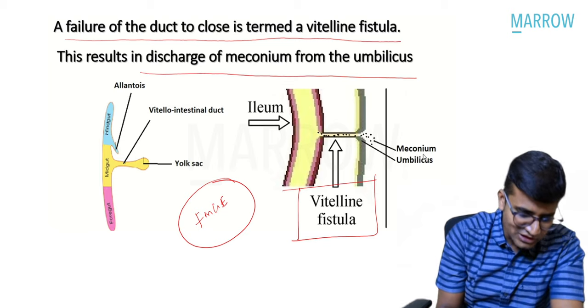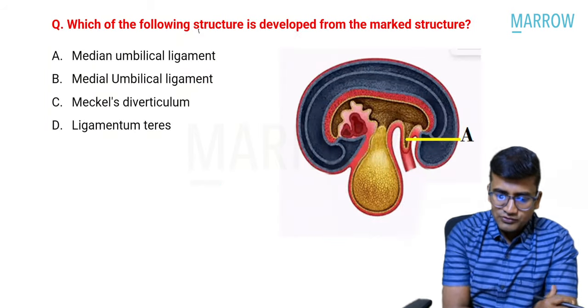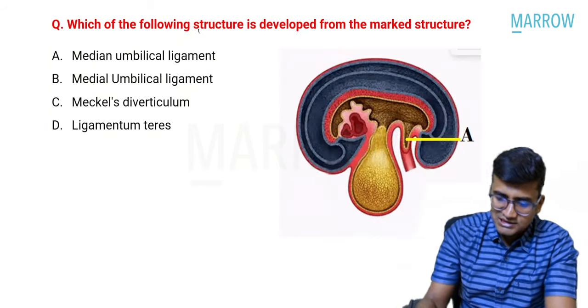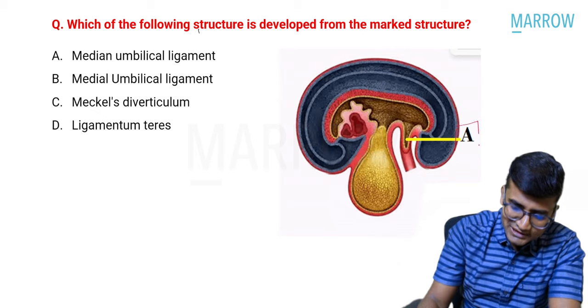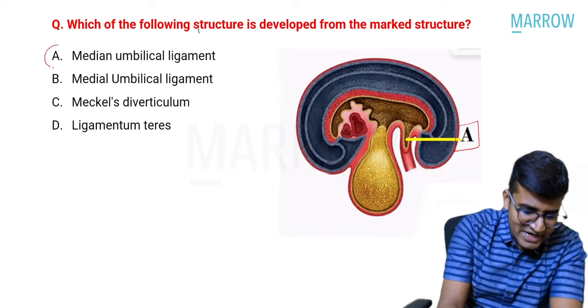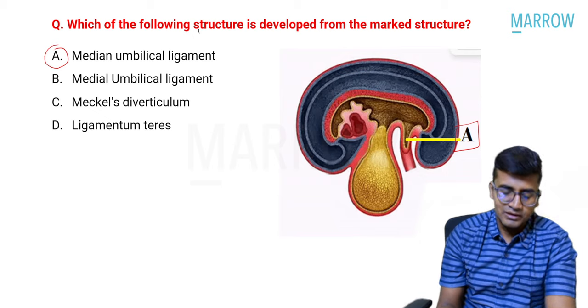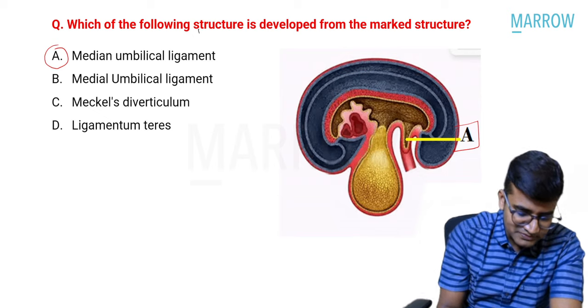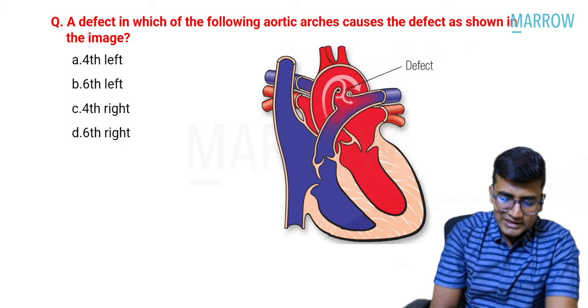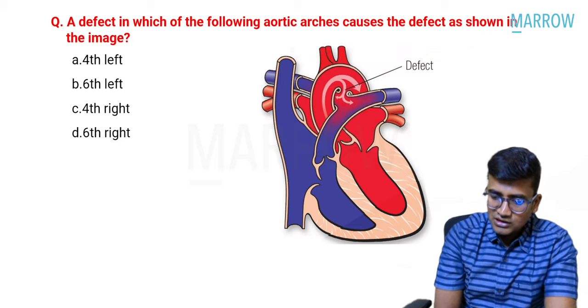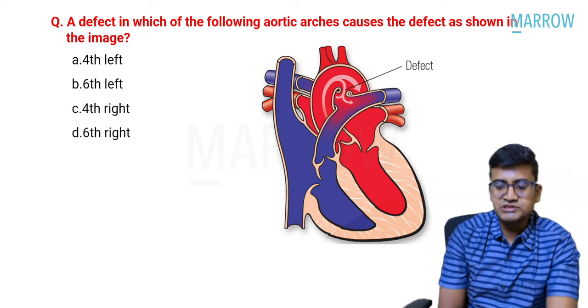Now see the question. Which of the following structures developed from the marked structure? The marked structure is urachus, which in turn forms the median umbilical ligament. That is the answer for this question. Now, see the second question. The defect in which of the following aortic arches causes the defect as shown in the image?